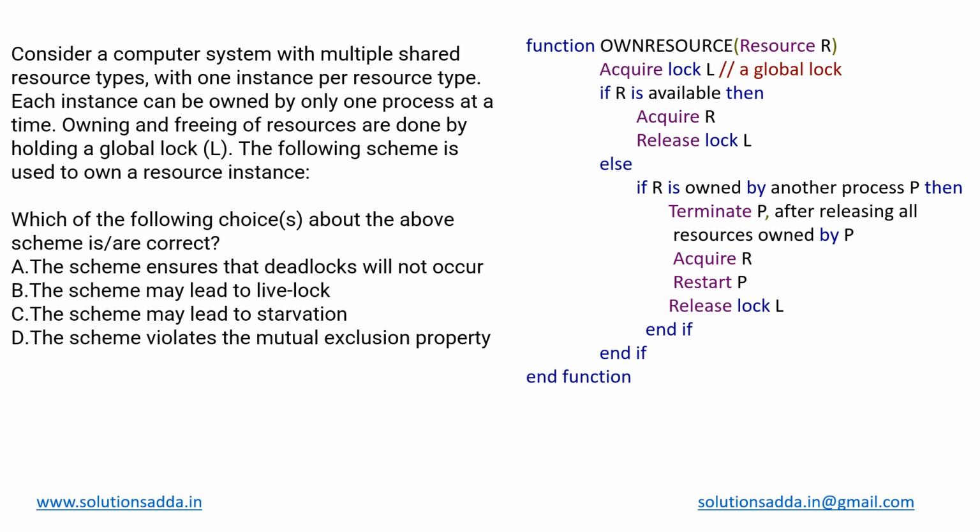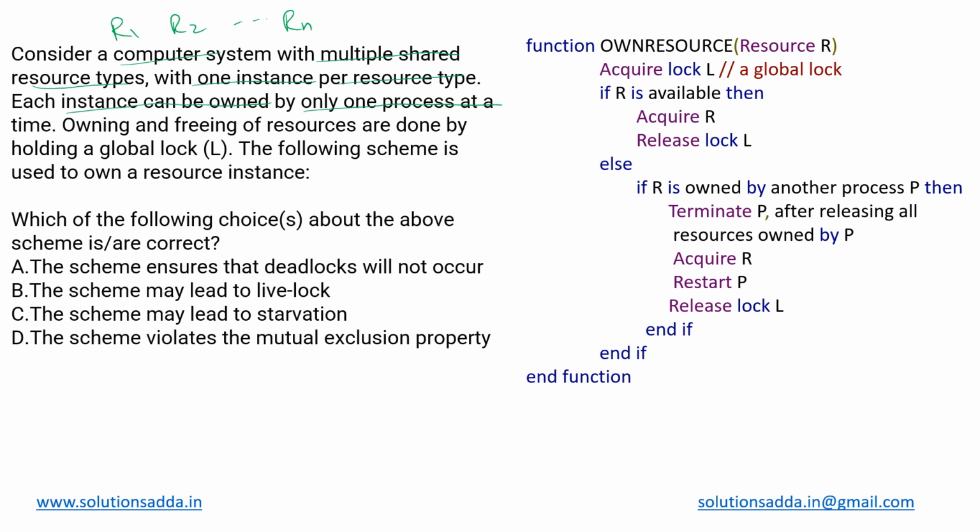Reading systems question from process synchronization. We have been given a computer system which is having multiple shared resource types, and there is only one instance per resource type, which means we have different types of resources R1, R2, R3, but there is only one instance of every resource available. And every instance can be owned by exactly one process at a time.